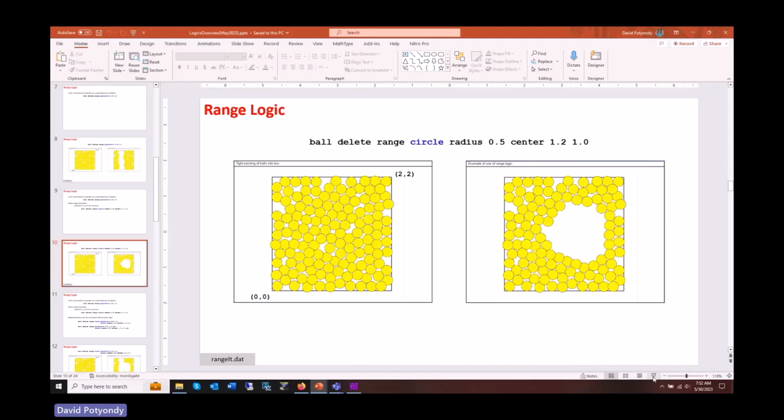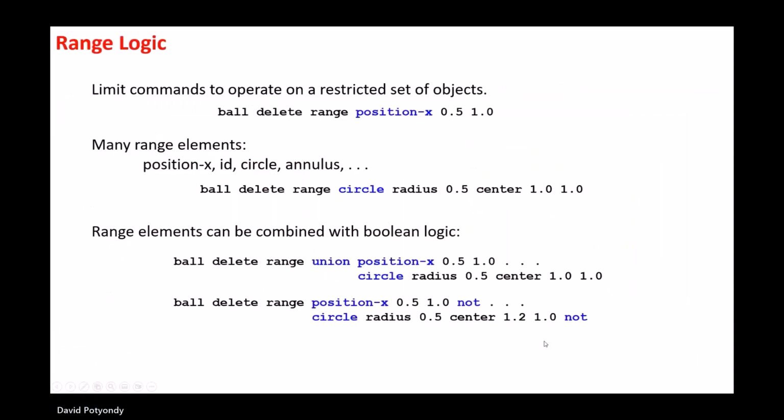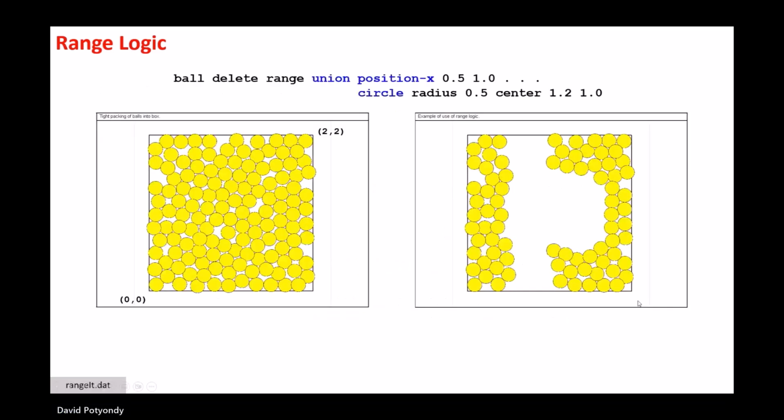Going back to this, these range elements can be combined with Boolean logic. So I can say, I'm defining a range of balls who have position between 0.5 and 1, and also lie within the circle. So there we go. A union, position right here, circle right there. I did a union. So that's the range element, right?